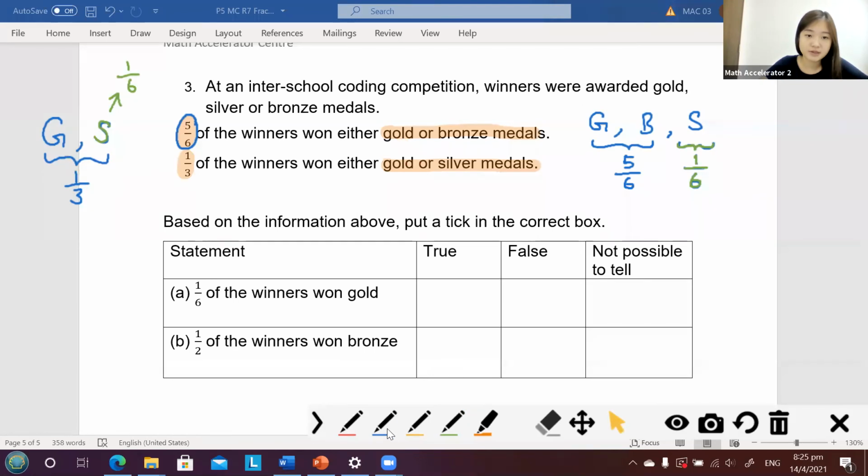Yes, correct. 1/3. Correct, Celine. 1/3 minus 1/6. Okay, what would this get you? Okay, we're looking for the gold. Okay, 1/6, which is the gold, because gold plus silver is 1/3. You minus away the silver, you're left with the gold. Therefore, the statement is true. Okay, the gold is 1/6 of the winners.